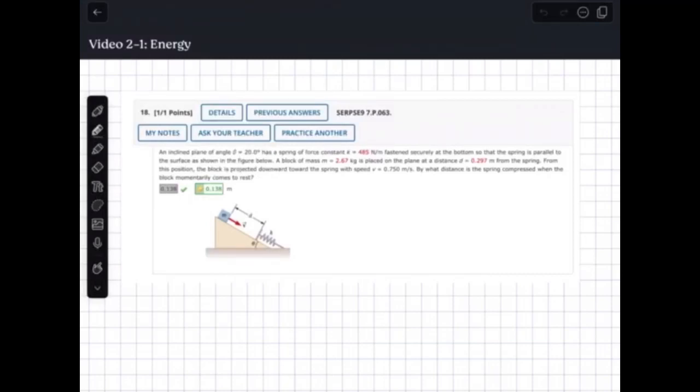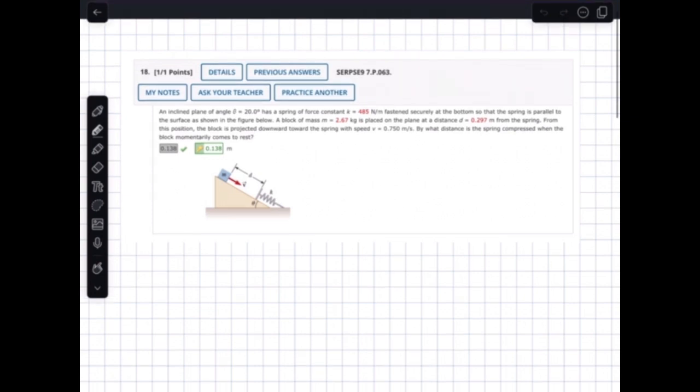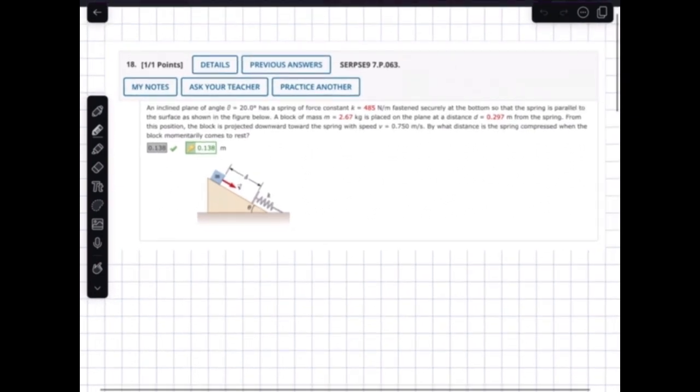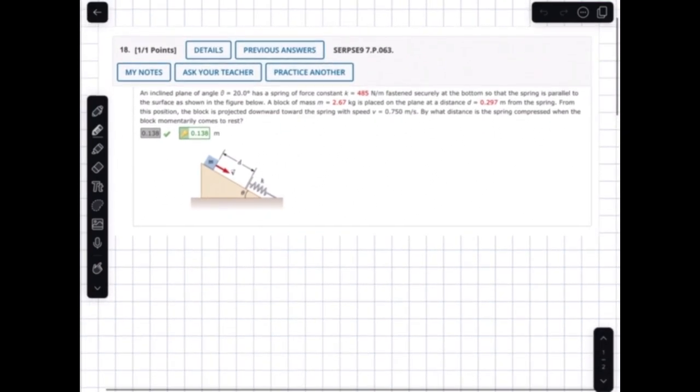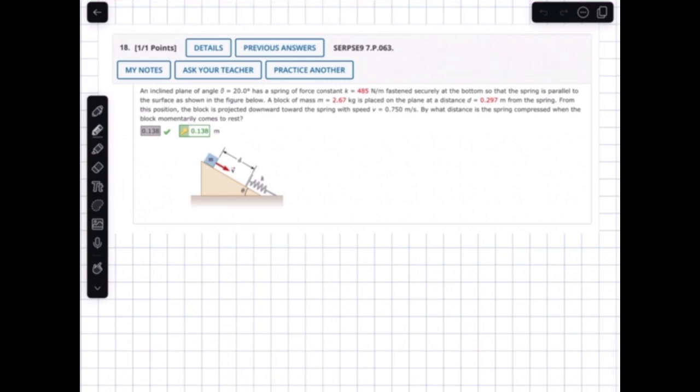All right, so this is video 2-1, energy. I'm a little bit late to this, but got to get them done. We're going to do WebAssign 18, number 18 from, I think it was, 4A. This is linear energy. It's asking: an inclined plane has a spring, theta angle 20, spring force constant K equals 485 Newtons per meter.